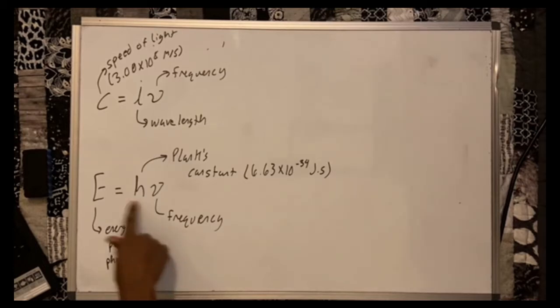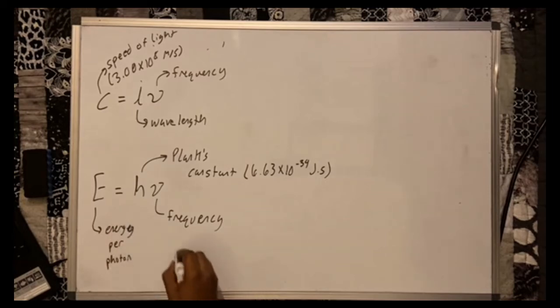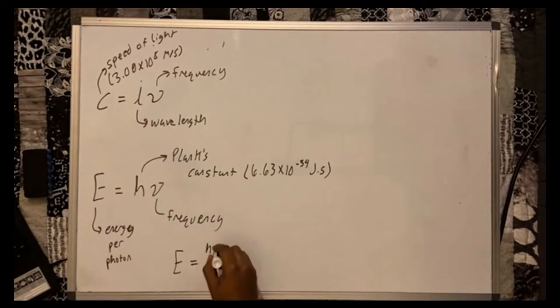Another thing that we could also use to find E is we could have said E equals H times frequency, and then solve for our frequency up there, which is C over lambda, right? That's the same thing because this is just our frequency.